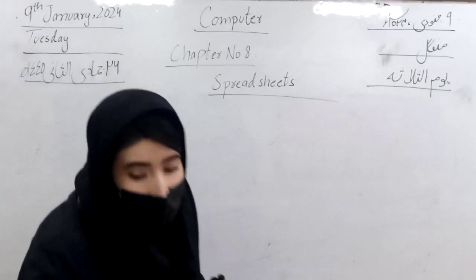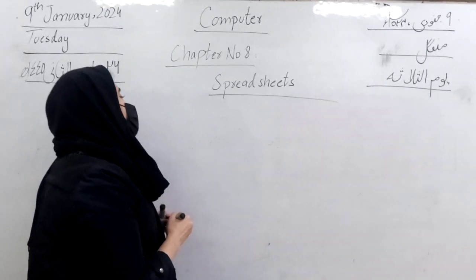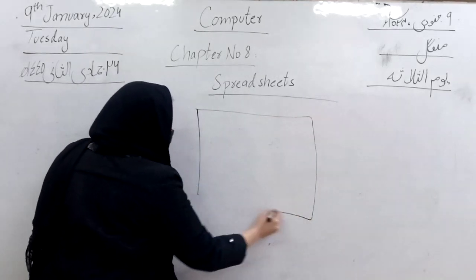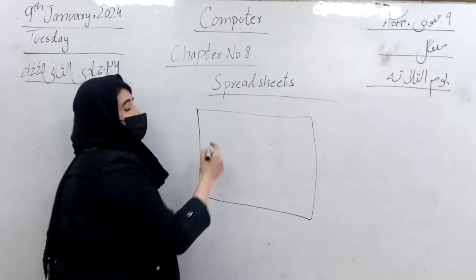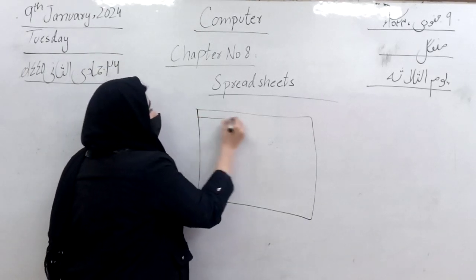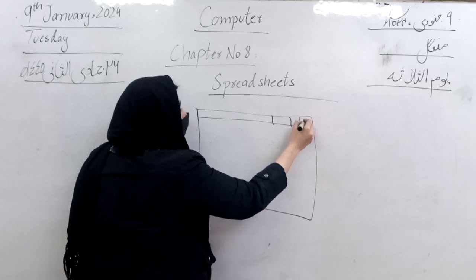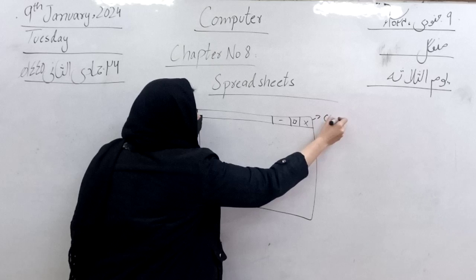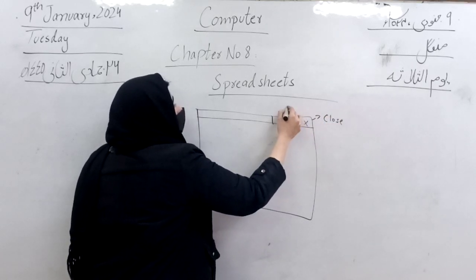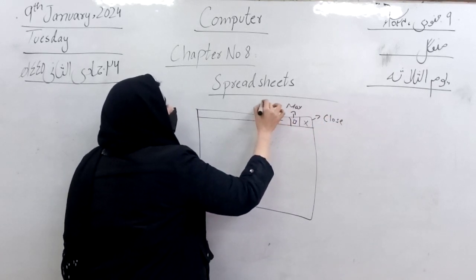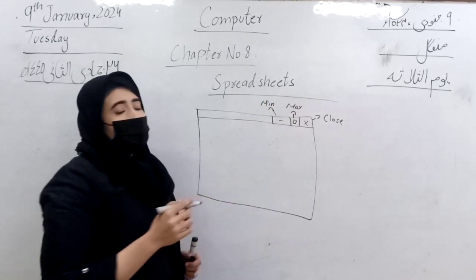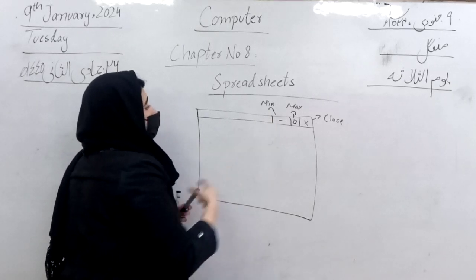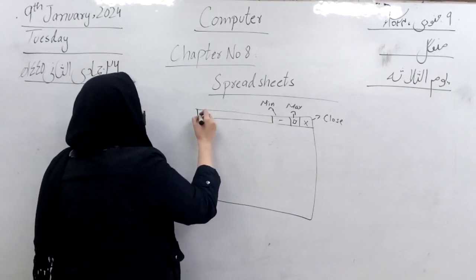Now class, you know very well what is a cell and what is an active cell. So we are going to learn some basic things about the spreadsheet. This is your title bar which has the close button, maximize button and minimize button. You know the functions of these. So we learn further.